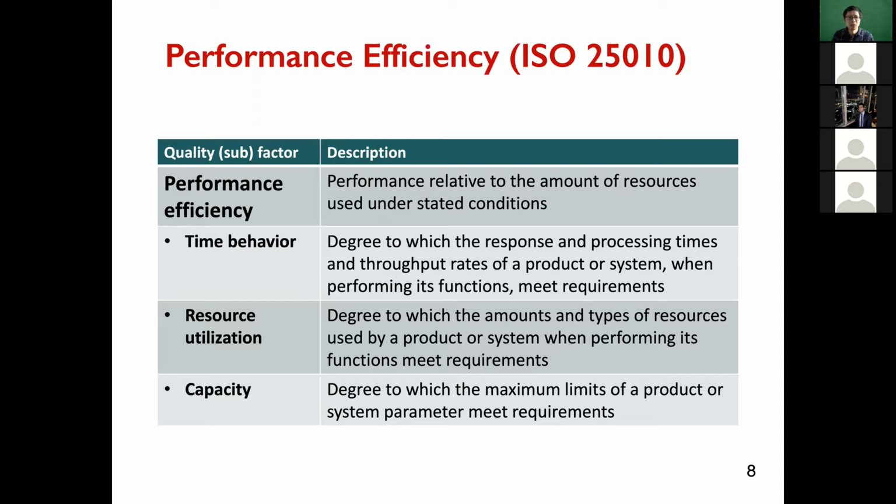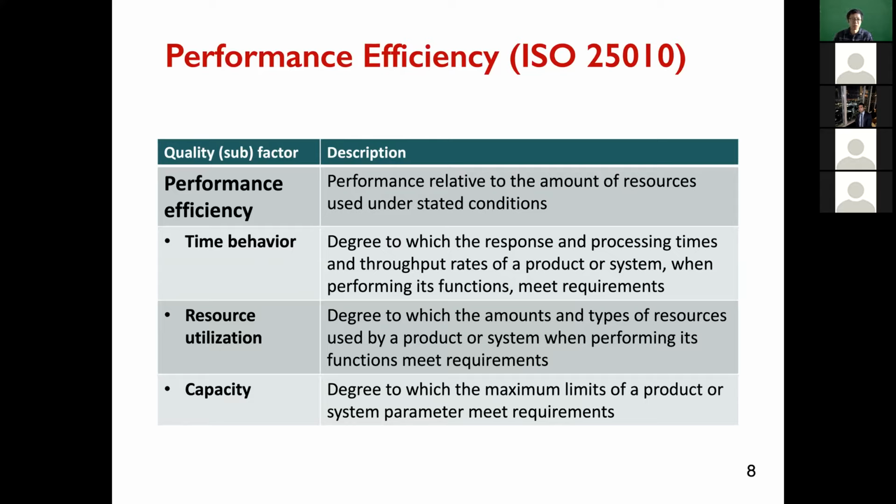Within this quality factor, we have 3 sub-factors. The first one, time behavior. It is the degree to which the response and processing times and the throughput rates of a product or system, when performing its functions, meet its requirements. So we talk about response time, processing time, throughput rates. These are related to time behavior. This is the first sub-factor.